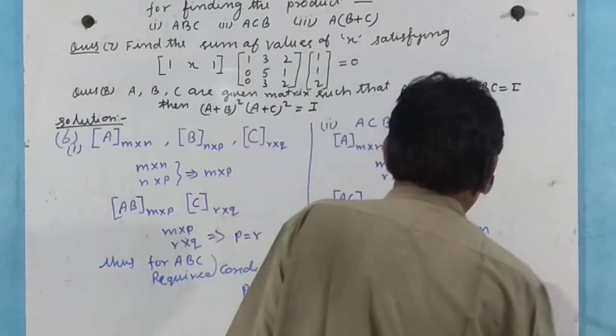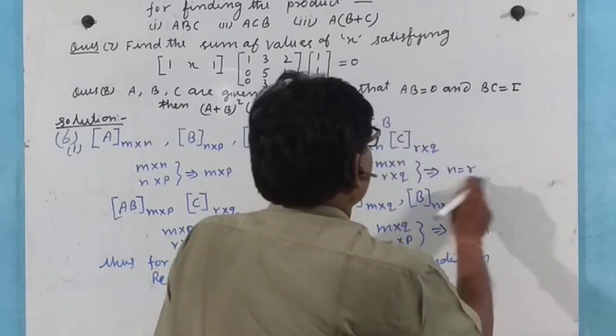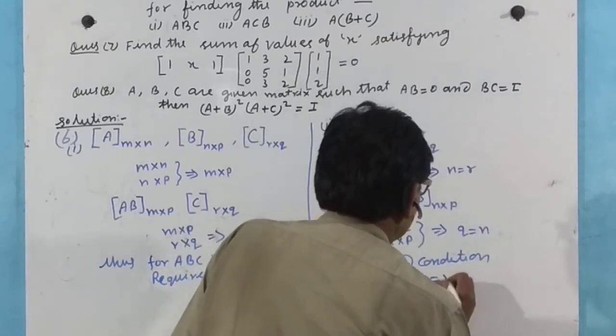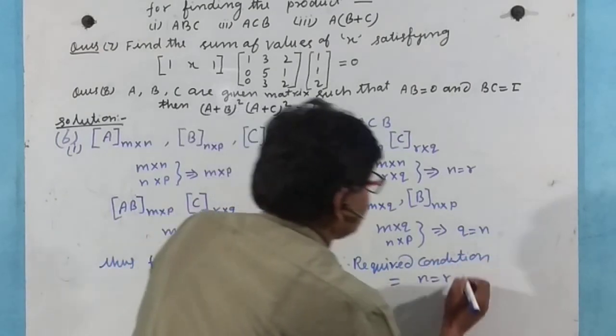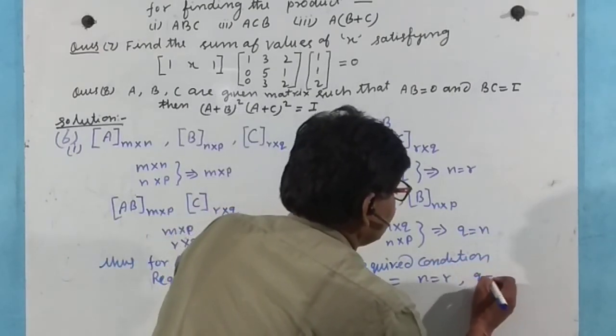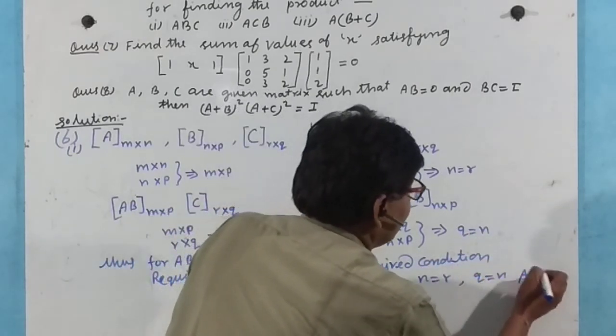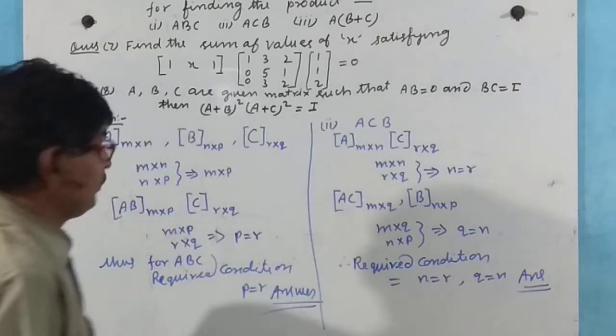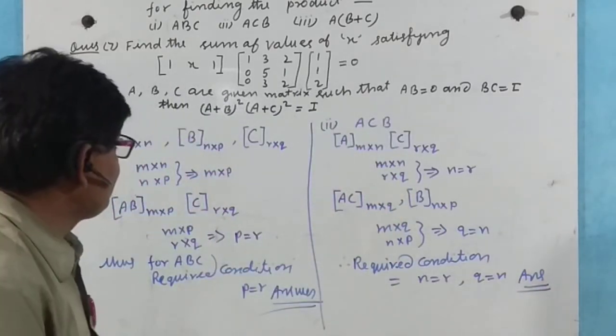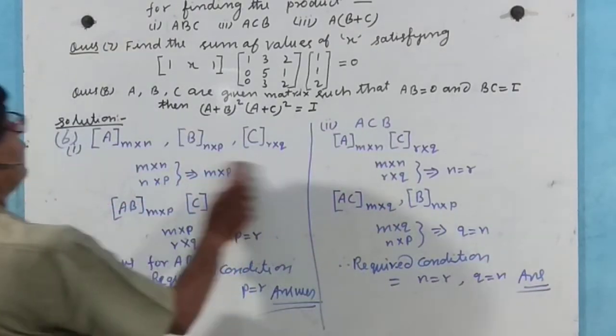for the product here, which is equal to R and Q is equal to N. This is our answer.